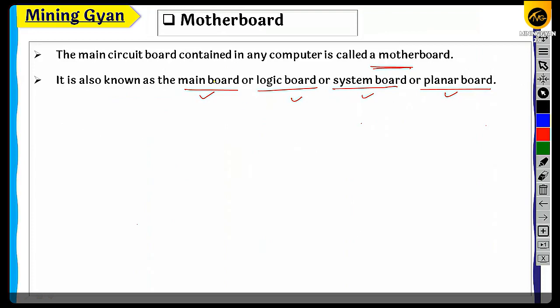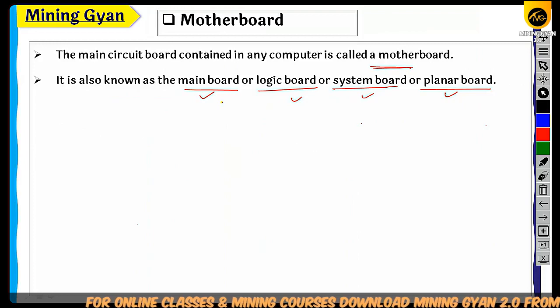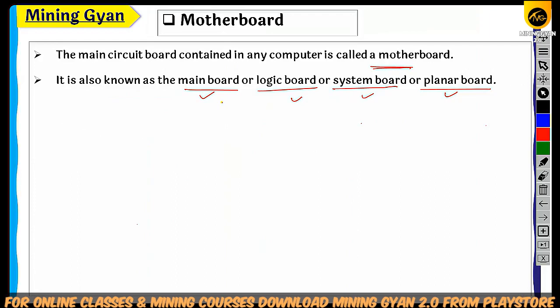So the answer to all this confusion is the motherboard. Okay, motherboard is called main board, logic board, system board, or planar board. So the brain of the computer is the CPU, but what is called the main board, logic board, system board, and planar board? The motherboard is the answer to all these questions. So the main circuit board is also a motherboard.